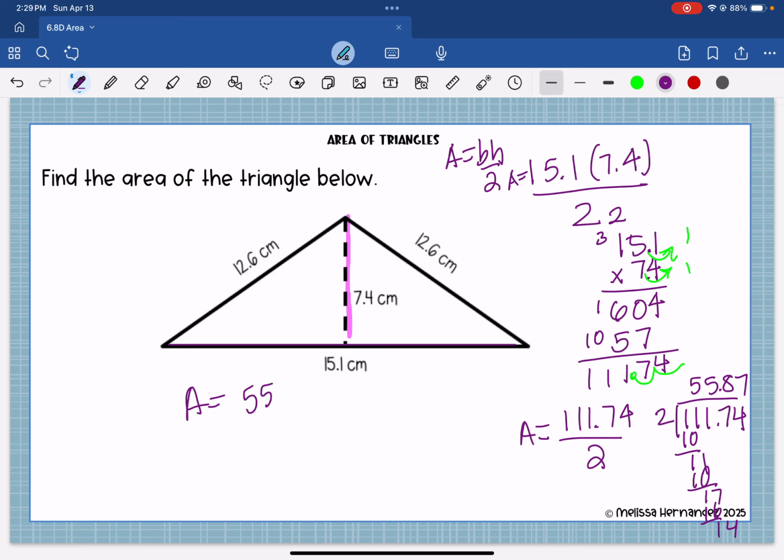So my area is 55.87 centimeters squared. I would recommend practicing these.